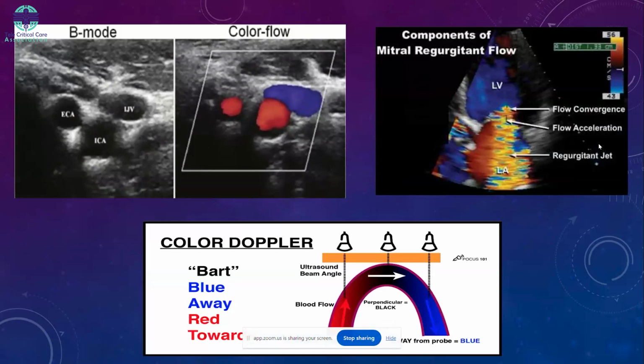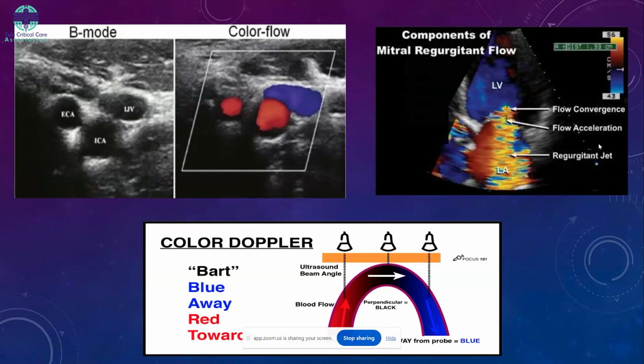Now, always remember, there's a very small mnemonic called BART. Anything which is showing blue, the flow in that particular vessel will be away from the transducer, while a color red will indicate that the flow is towards the transducer. It does not mean that it is an artery or a vein. Red means artery and blue means veins is not the nomenclature over here. It just denotes the direction of flow.